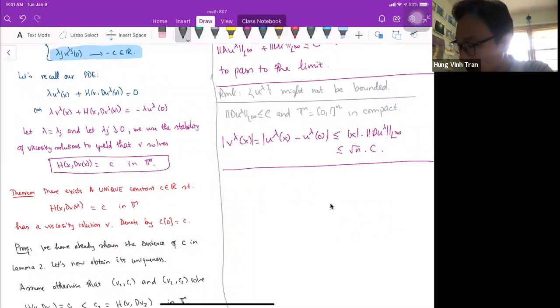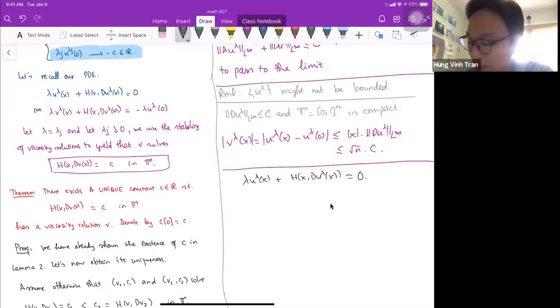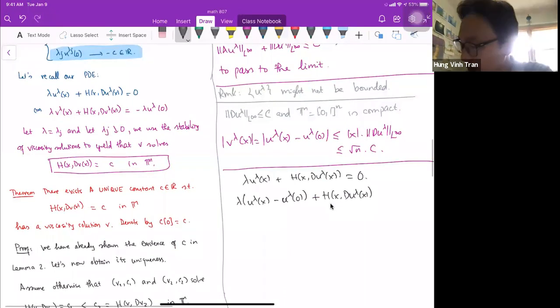So what do we have? Let me rewrite the scheme. I have this kind of equation. I know that u lambda might not be bounded, but I can normalize it. So I subtract u lambda of 0, plus h of x, du lambda of x equals minus lambda u lambda of 0.